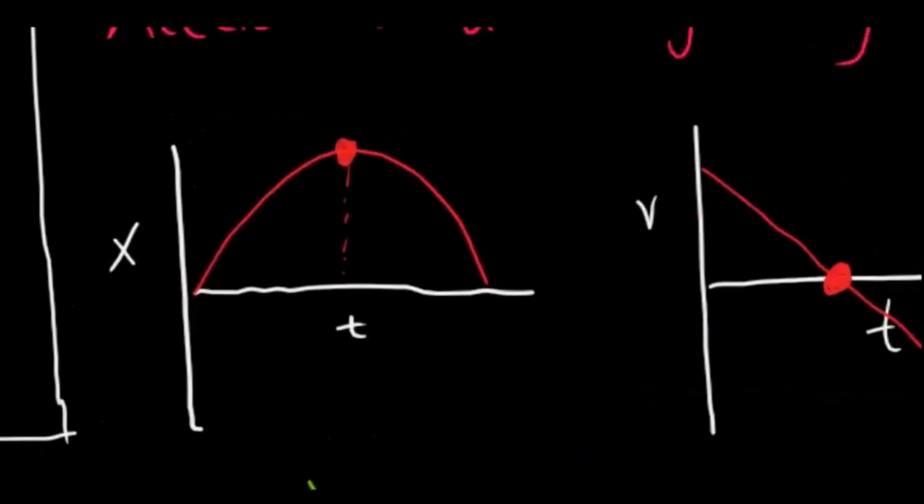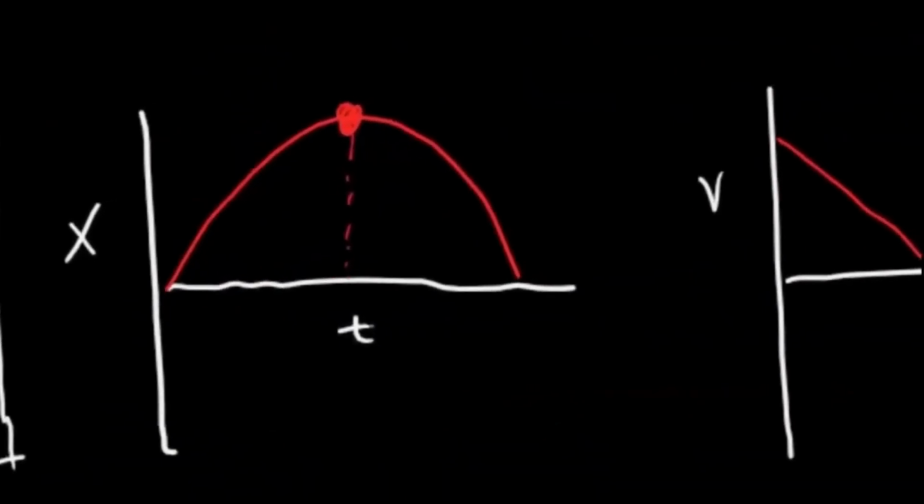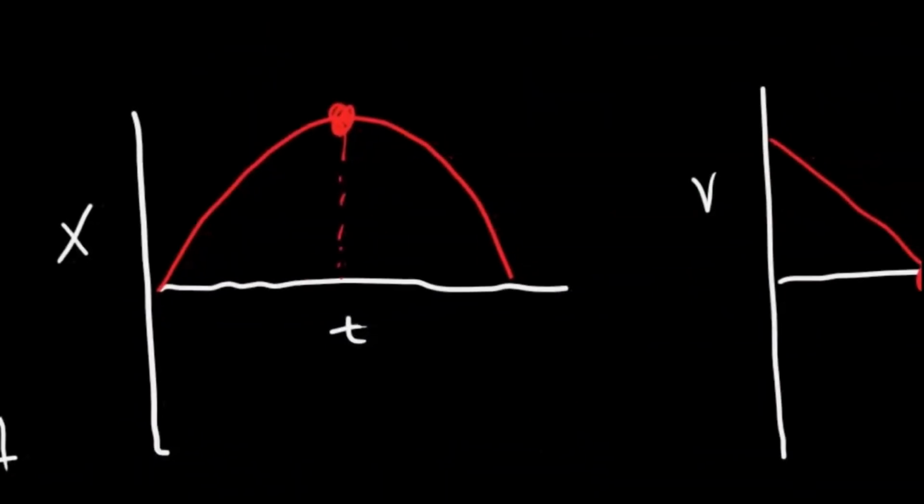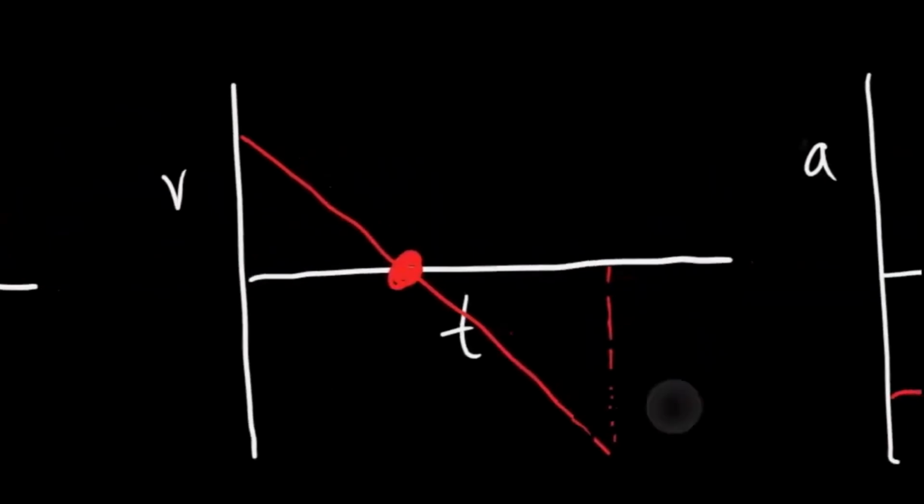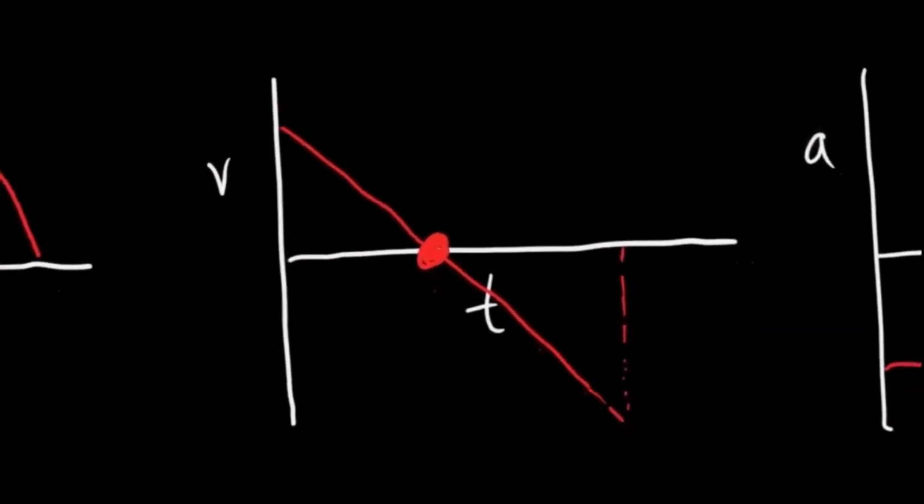So these are the motion graphs for it. You can see how, let's look at this first one where there is position over time. This is something that would be represented by, let's say, you throwing a ball straight up and then it comes down. So you throw it straight up and then it reaches its apex and then comes down to its initial position.